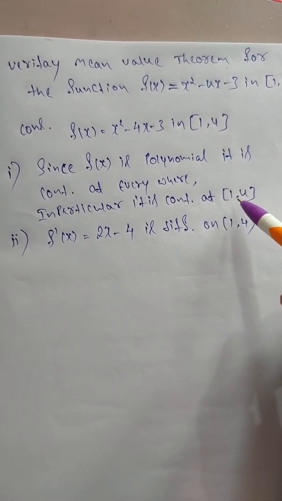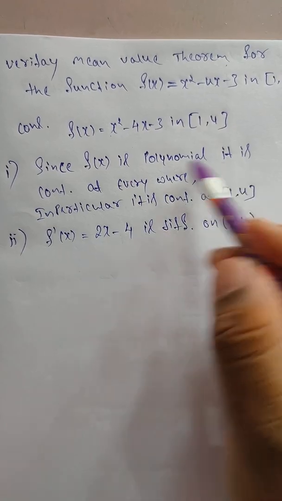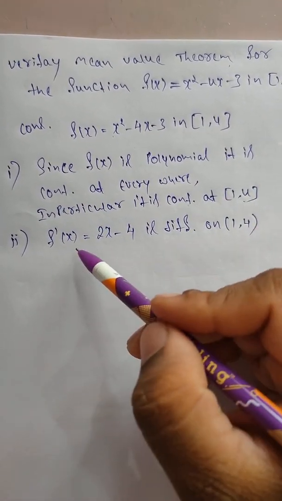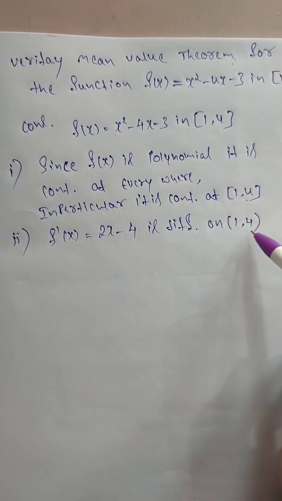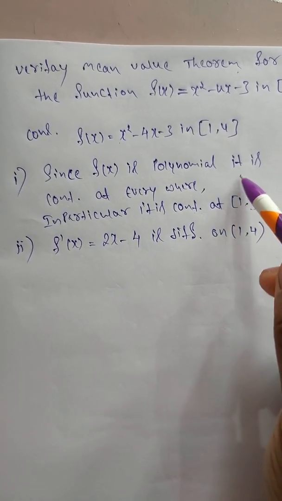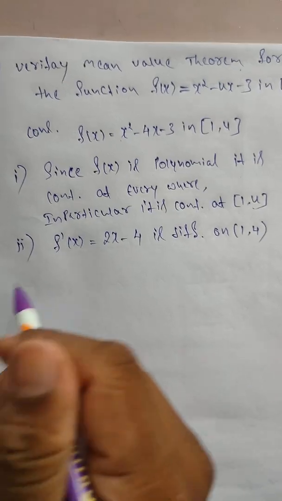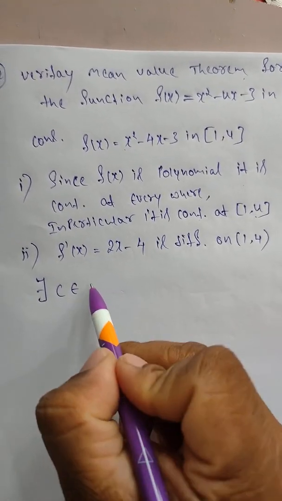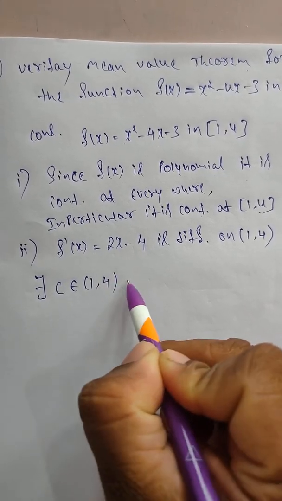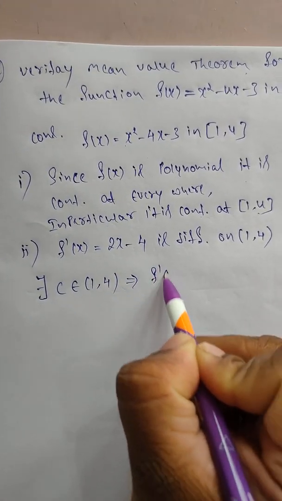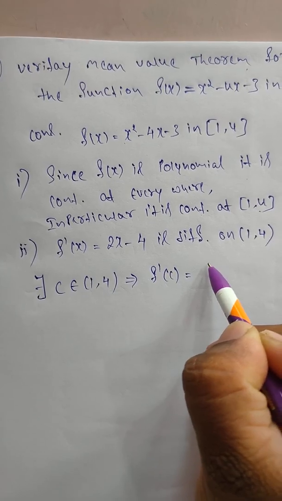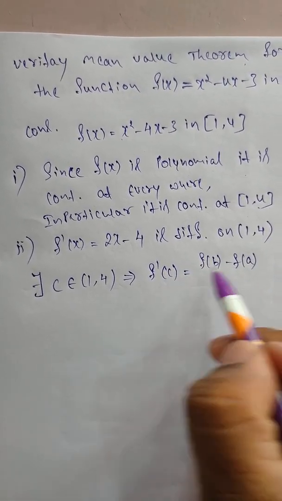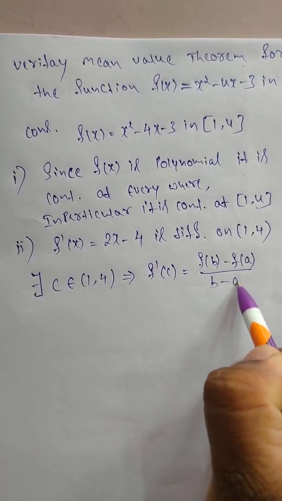So since f(x) is a polynomial, it is continuous everywhere. In particular, it is continuous on the closed interval [1, 4]. f'(x) = 2x - 4. It is differentiable on the open interval (1, 4). If these two conditions are satisfied, then there exists a c, c belongs to the open interval (1, 4). This implies f'(c) = (f(b) - f(a))/(b - a).